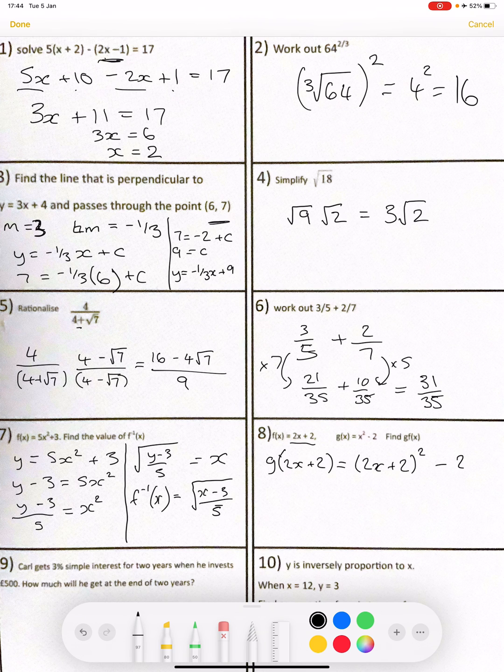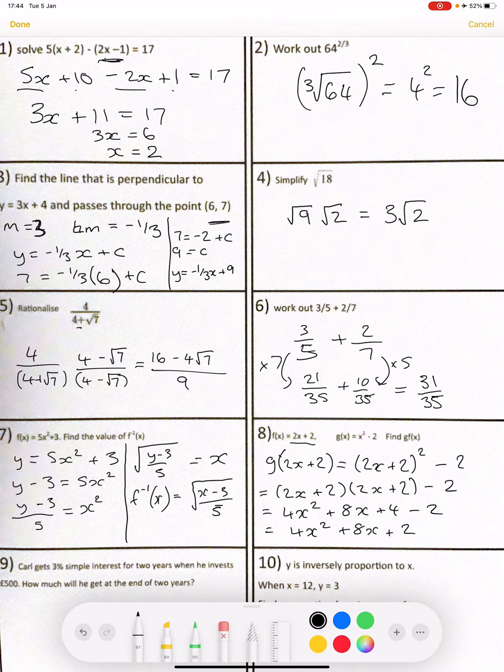So I can expand that further. 2x plus 2, 2x plus 2, take away 2. So I can use FOIL now to expand these. So I'm just going to do that in one step to save time and space. That becomes 4x squared plus 8x plus 4. And then I've got the take away 2. And finally, 4x squared plus 8x plus 2 at the end.